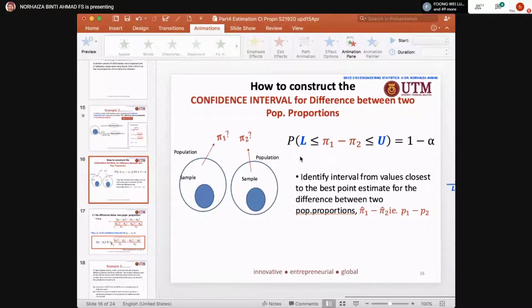Again, to find that interval, you have to get the best value for it. The best value comes from your sample estimate, which is your best point estimate. In this case, it's P1 minus P2. So if you want to estimate the difference between population proportions, you just use the difference between the sample proportions.